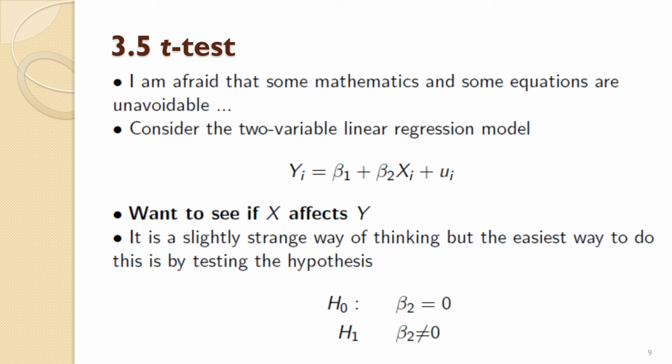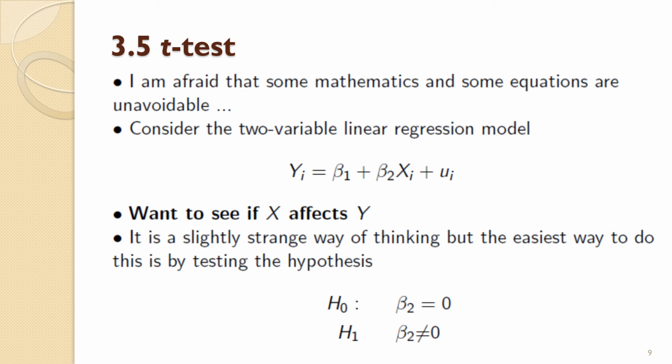So if you start with this two-variable linear regression model, also called the simple regression model, you've got one x variable. See then what this is doing. If you think back to these past three graphs, we want to see which of these graphs best fits our data. The graph where there's no gradient, or is there instead a positive gradient or a negative gradient? Now it's a slightly strange way of thinking, but it turns out the easiest way to do this is to test this hypothesis here, that the value of beta 2 equals 0, and then look for evidence against that.